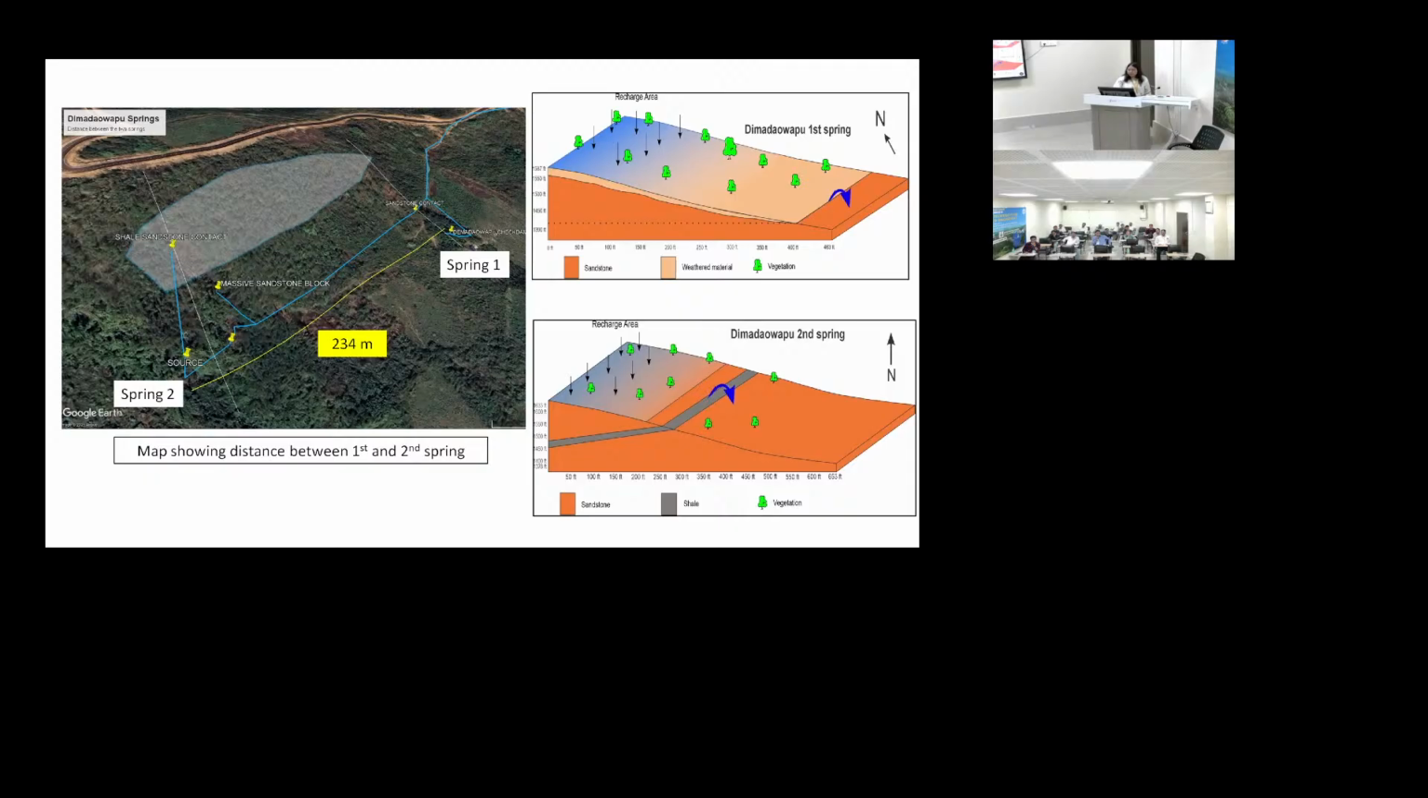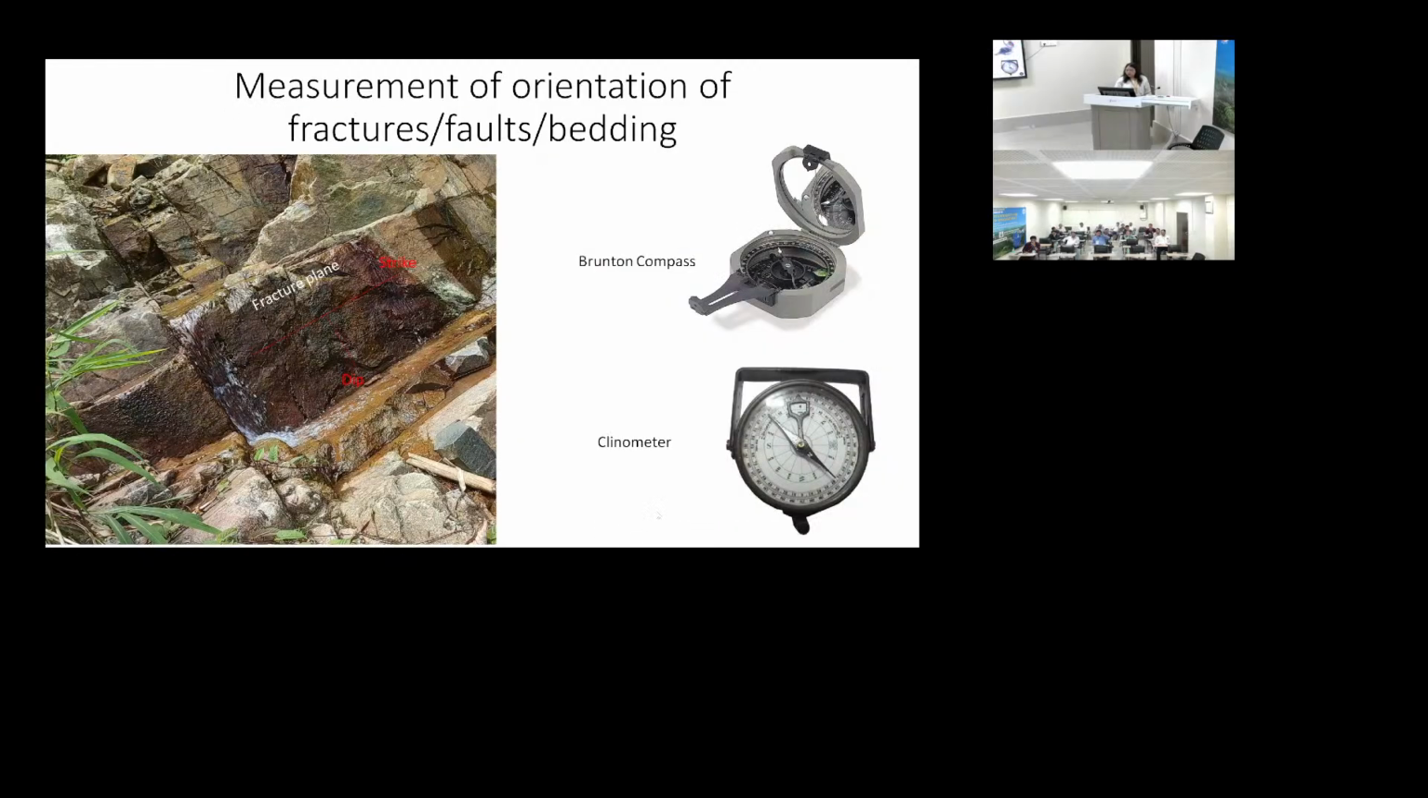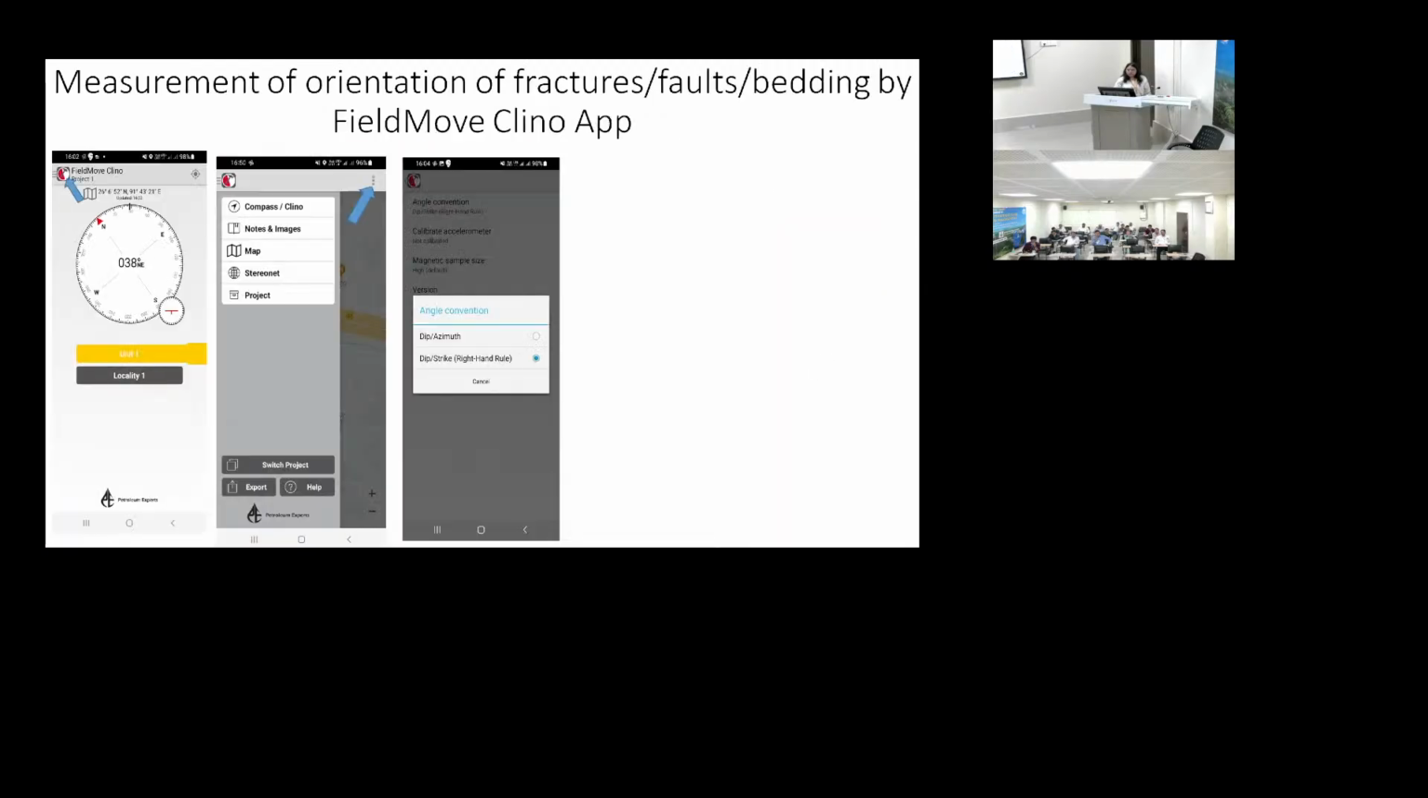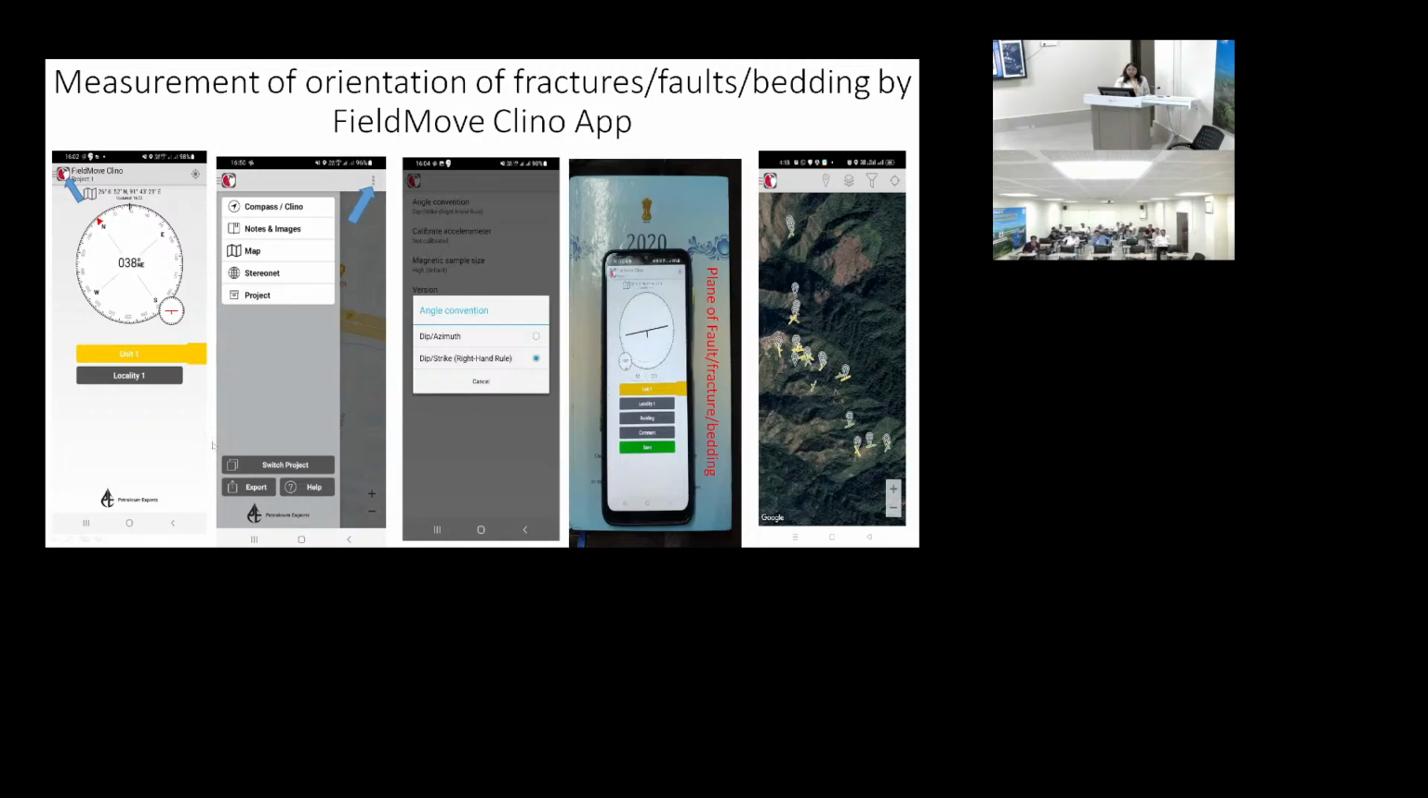For this dip and strike measurement, we'll have to use either a Brunton compass or a clinometer. This is the strike and dip. Either you can use these two instruments, or you can use the app Field Move Clino, which is available for iOS and Android users also. While mapping, it will show you the direction. With this, you can easily get a clear view of where my flow direction will be, and which direction I should be focusing on for recharge.